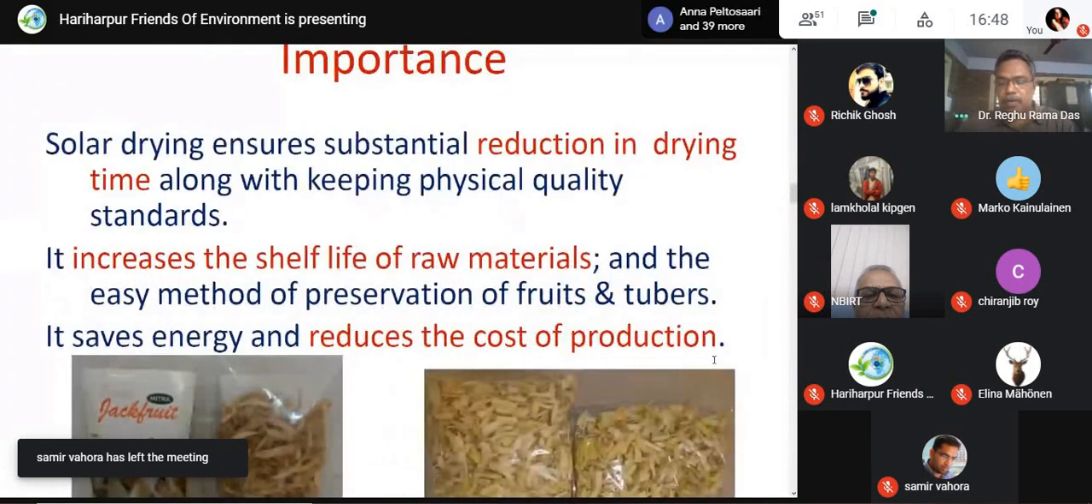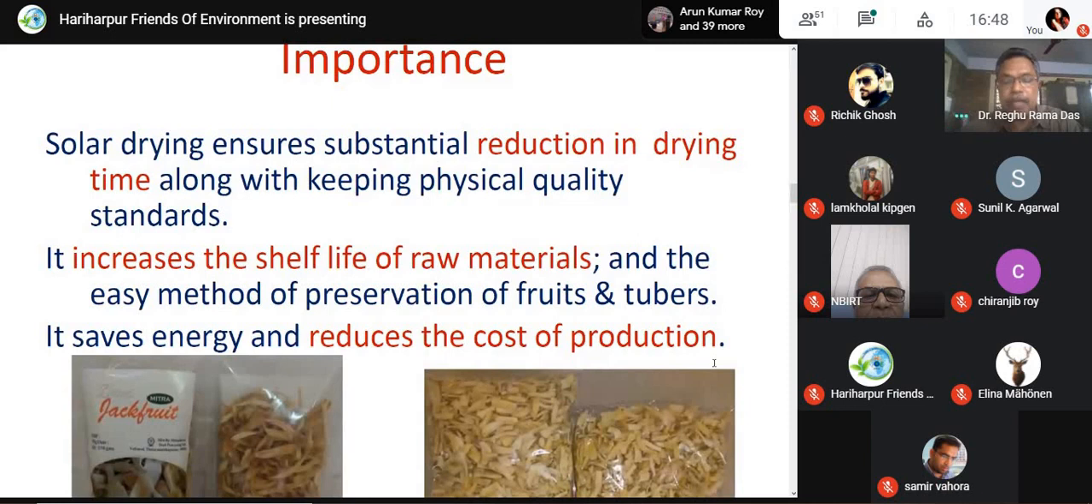Next slide, please. So the importance of the solar dryer is that it ensures substantial reduction in drying time. That is very important, along with keeping the physical quality standards of the product. Primarily, the solar dryer increases the shelf life of raw materials, and also it is an easy method of preservation of fruits, tubers, and vegetables. It saves energy and reduces the cost of production because there is no recurring cost involved. You can see the photos. These two photos are of dried jackfruit. This can be soaked and we can cook it as a vegetable and also fry it as chips.